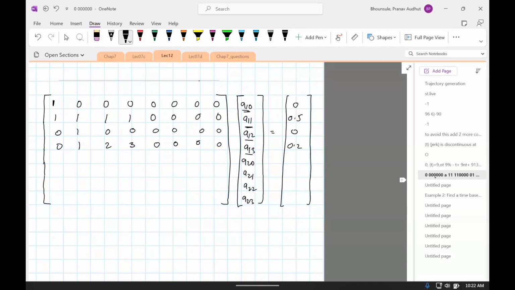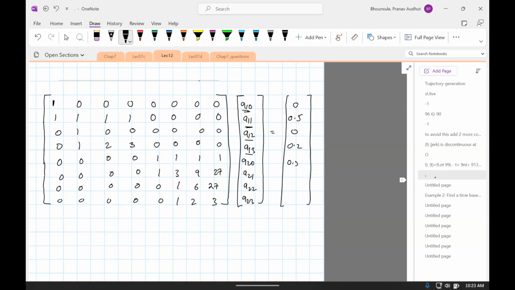So that completes the first four rows. Now you could do that for the remaining 4 rows. You get something like this: 0, 0, 0, 0, 1, 1, 1, 1, 0, 0, 0, 0, 1, 3, 9, 27, 0, 0, 0, 0, 0, 1, 6, 27, and 0, 0, 0, 0, 0, 1, 2, 3. What you have here is 0.5, 1, 0, 0.2.